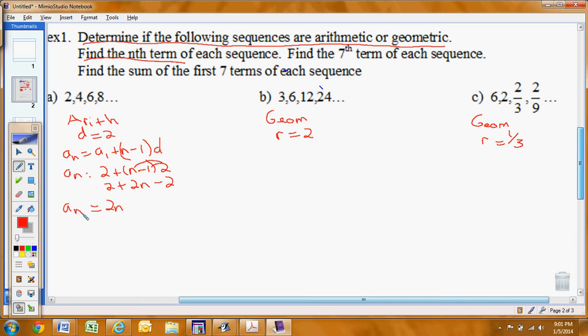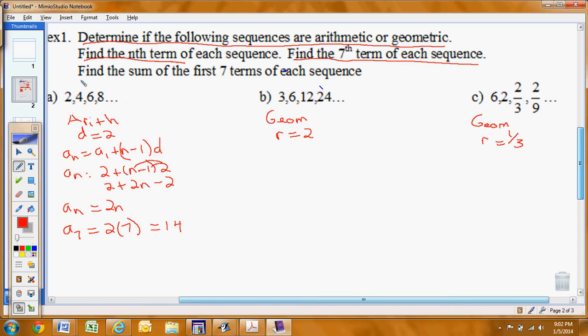So if we finish this off, it says also find the 7th term. Well, now that I have a formula for any term, if I want to find the 7th term, I just do a sub 7, which is a fancy way of saying the 7th term, and I just plug 7 in for n. So 2 times 7. So the 7th term is 14.